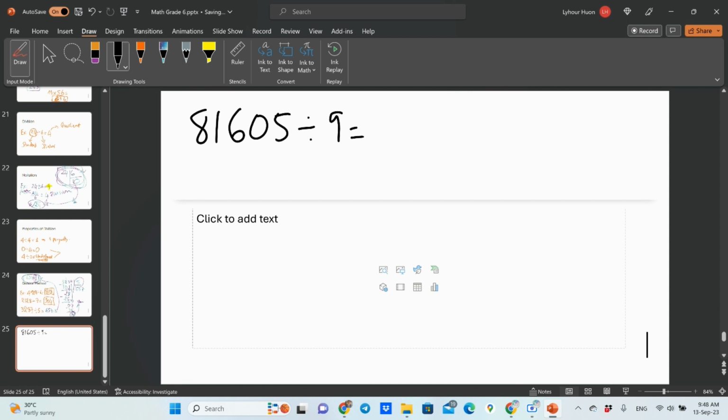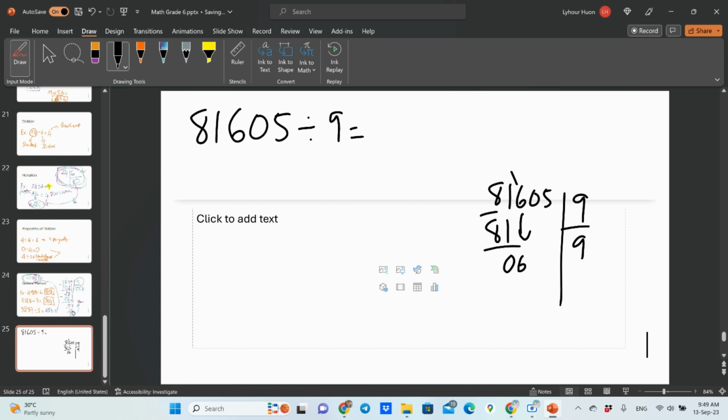So 81605 divided by 9. One digit is not enough, right? So we take two digits. How many times does 9 go into 81? 9 times 9 is 81. So this is 0, and we drop the number 6.